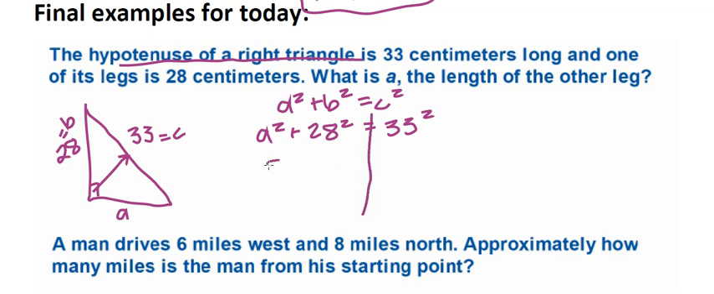So again, that's A squared plus, well, 28 squared, that's 28 times 28. That's 784, is equal to 33 squared. So that's 1,089. So we subtract 784 from each side.